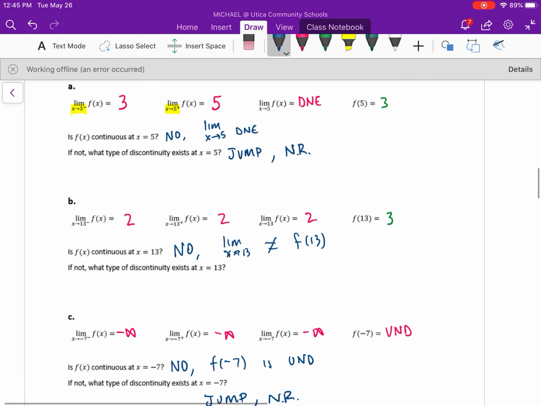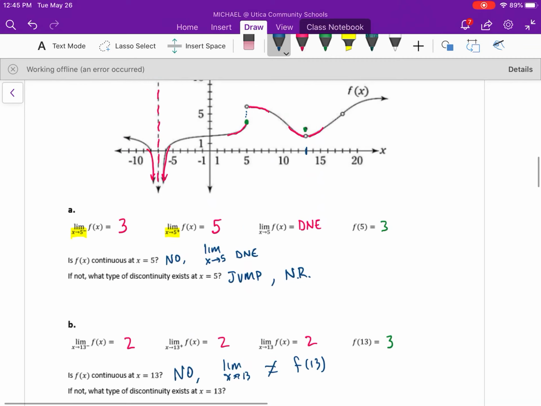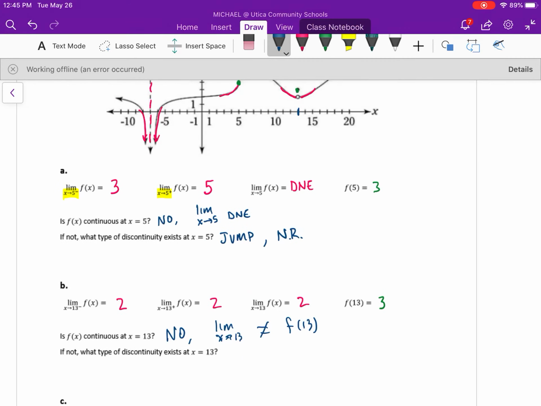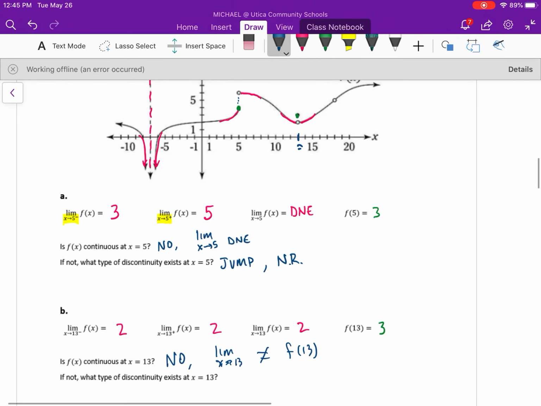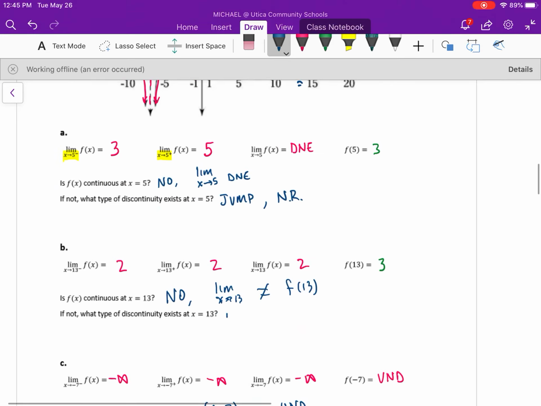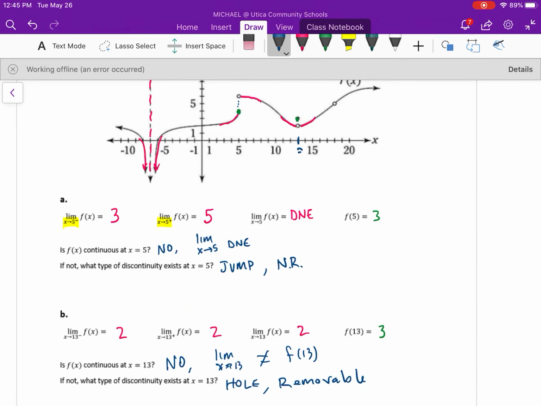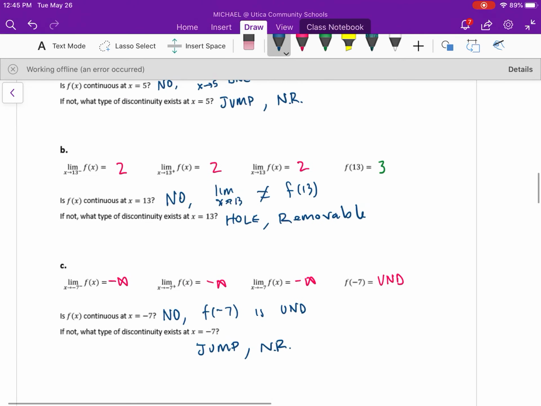I forgot to mention in part B, what type of discontinuity do we have at 13? Well, at 13 we have a hole or a removable discontinuity, because we can remove it if we just changed that point. All right, pause your video at this point. Work on example 2.